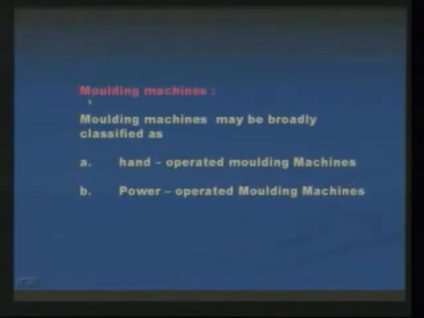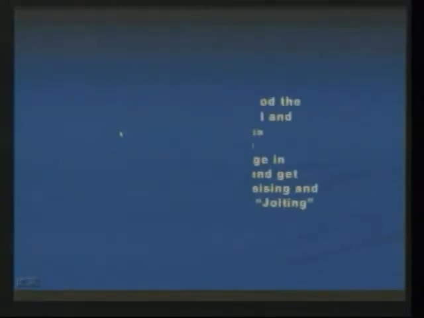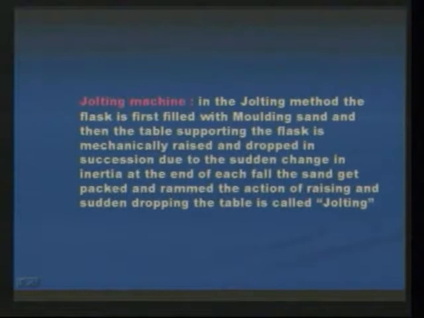Next, for preparation of the mold, different molding machines are available: hand operated molding machines and power operated molding machines. Jolting machine. The first one is the jolt. In this jolting method, the flask is first filled with molding sand, and then the table supporting the flask is mechanically raised and dropped in succession.